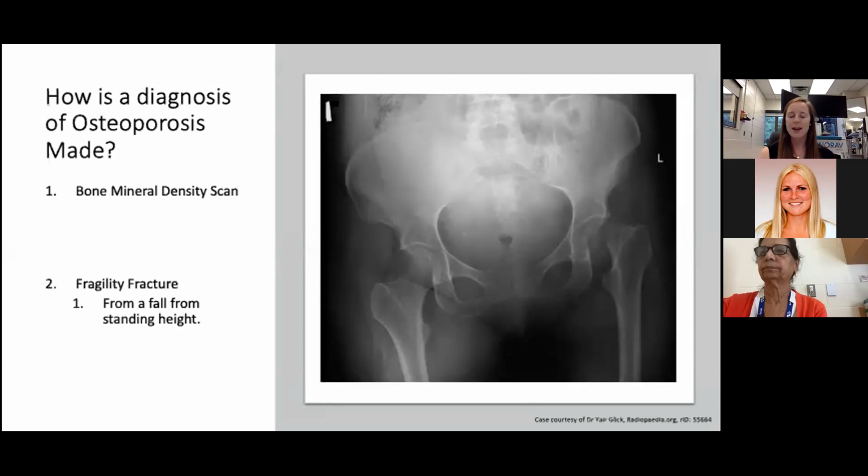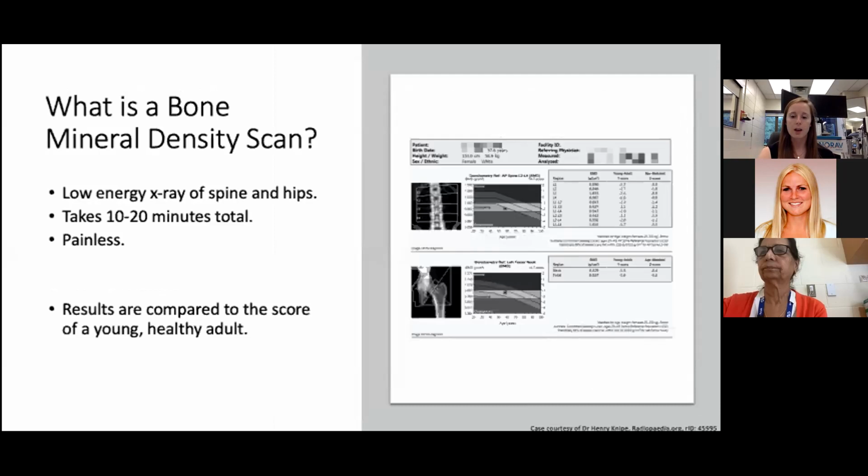The second way is a fragility fracture. So unfortunately, as I said, osteoporosis is sometimes silent and can kind of sneak up on us. And one of the only ways we find it is if they have a fall from standing height, resulting in a fracture. Okay, and now what is a bone mineral density scan?